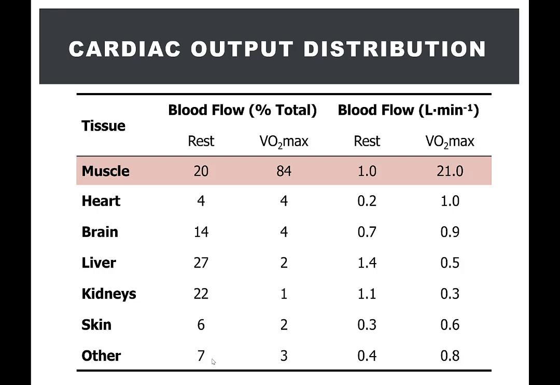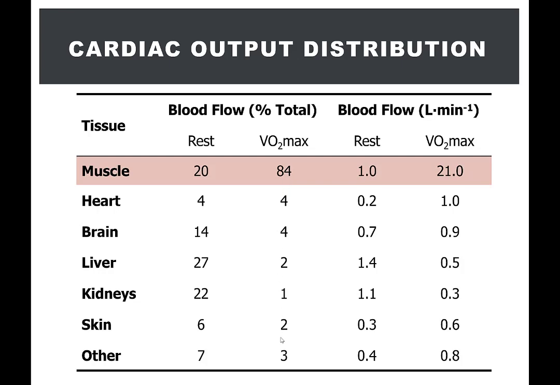Now let's look at how this distribution of oxygenated arterial blood changes from rest all the way up to maximum intensity exercise, so at 100% VO2 max intensity. As you can see, as a percentage of the total cardiac output, there's heavy redistribution of the cardiac output towards skeletal muscle. The muscle at maximum intensity receives about 84% of total blood flow or cardiac output.